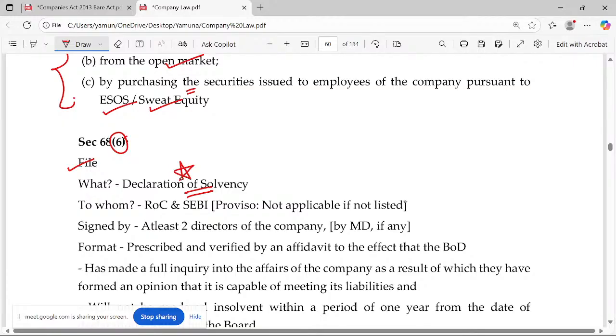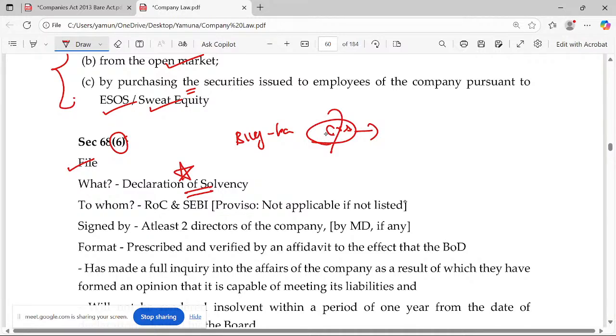It's very important, especially as it may be asked like a one word question. Declaration of solvency: if you're buying back the shares, what the creditors will be thinking is, in case the company does not return my money... Even in the waterfall arrangement, who's preferred in the order? I'm not talking about equity and preference shareholders. I'm talking about who's preferred: secured creditors, unsecured creditors, then only come the preference shareholders and equity shareholders.